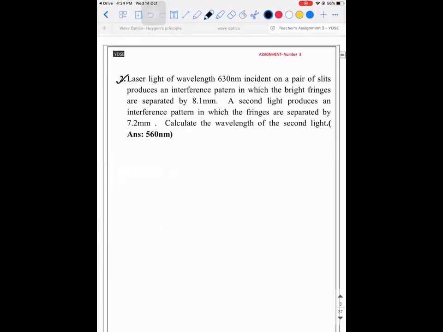So the second question is: laser light of wavelength 630 nanometer. Okay, wavelength is given. That is 630 into 10 power minus 9 meter. I did this conversion only for the solving purpose. Incident on a pair of slits, it produces an interference pattern in which the bright fringes are separated by 8.1 millimeter. So beta is 8.1 millimeter. A second light produces an interference pattern in which the fringes are separated by 7.2 millimeter. Calculate the wavelength of second light.